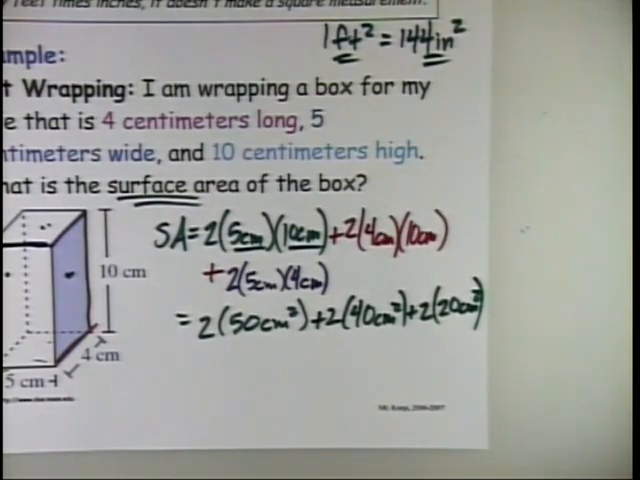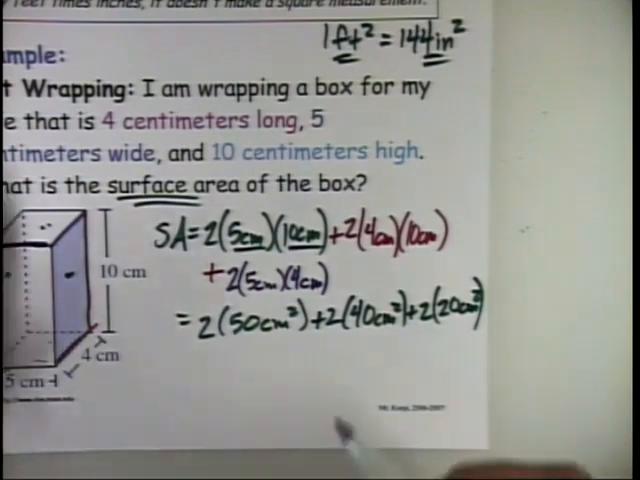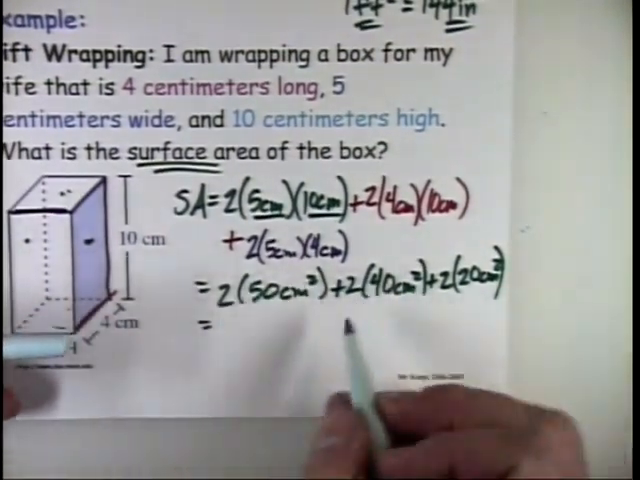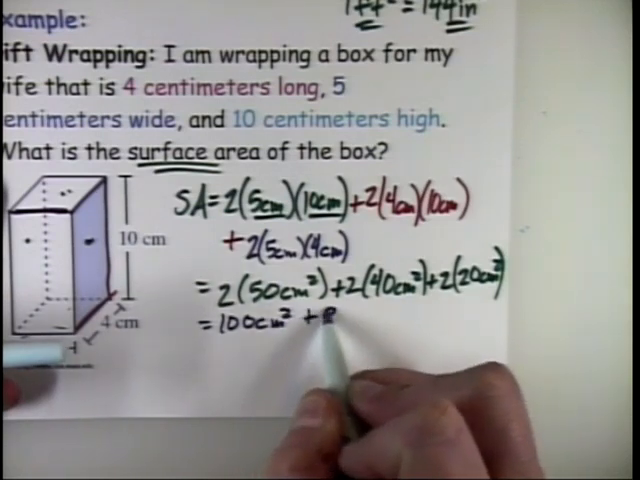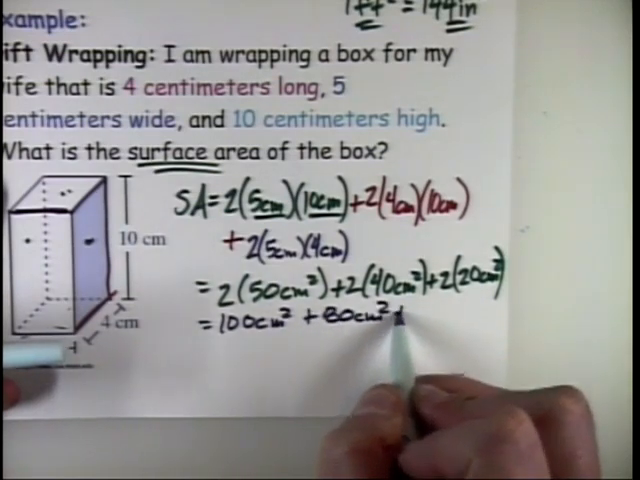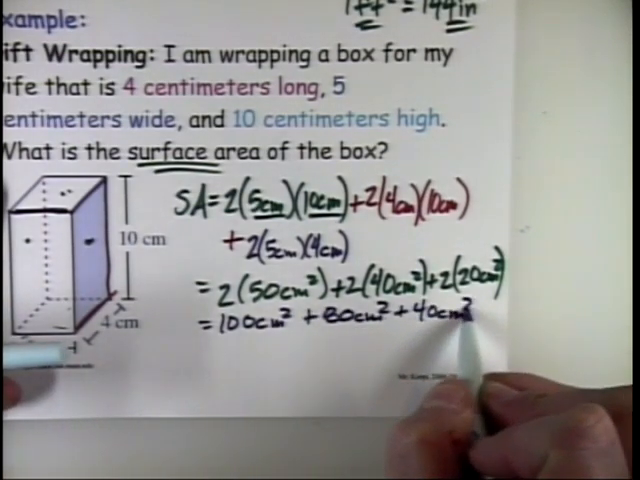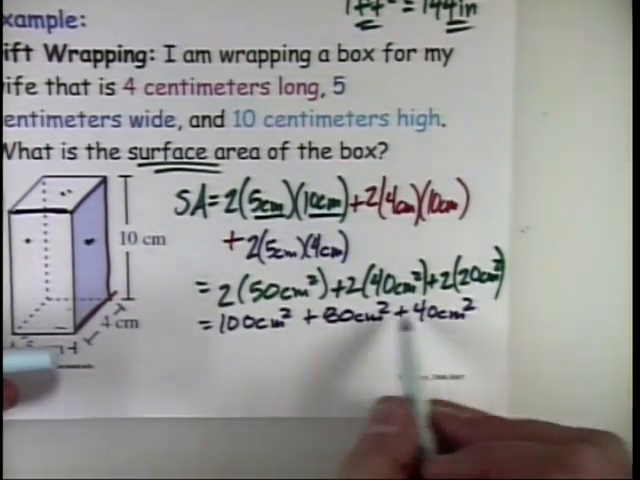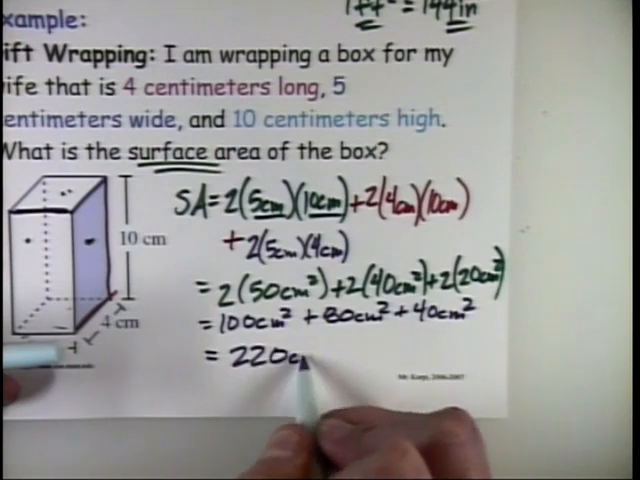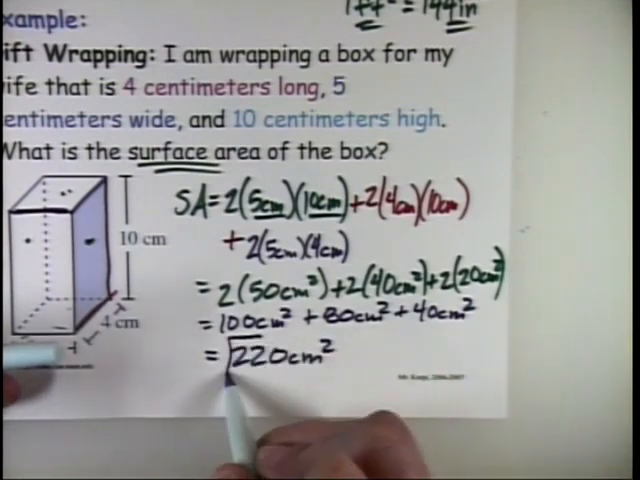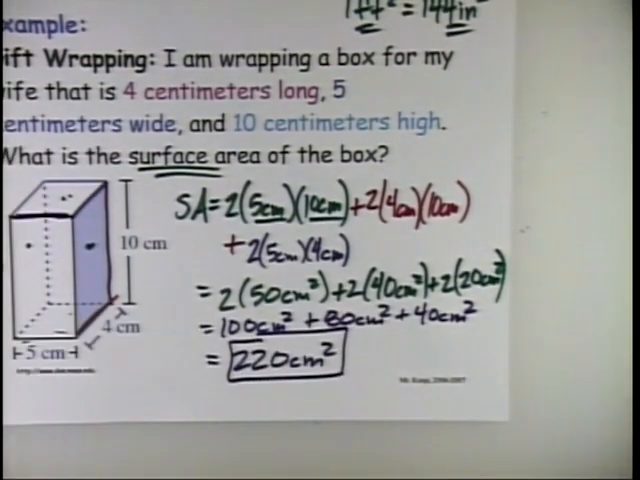Okay, now they're all centimeters squared, so they're all like terms, which is really important because we can add like terms. But before I do that, I'm going to go ahead and multiply each of them by 2. So I have 100 square centimeters plus 80 square centimeters plus 40 square centimeters. And that grand total comes out to 120 plus 100 is going to be 220 centimeters squared, or square centimeters, however you want to say it.